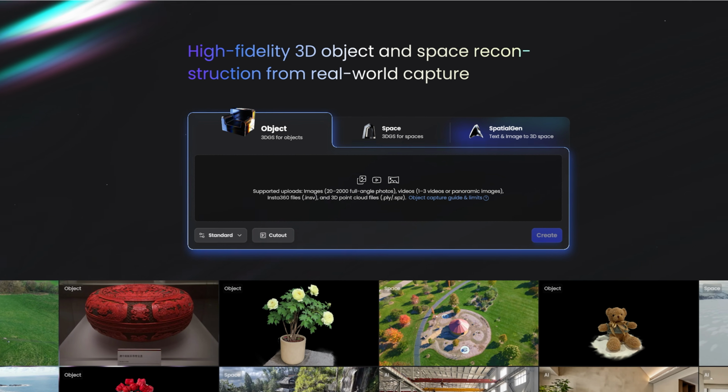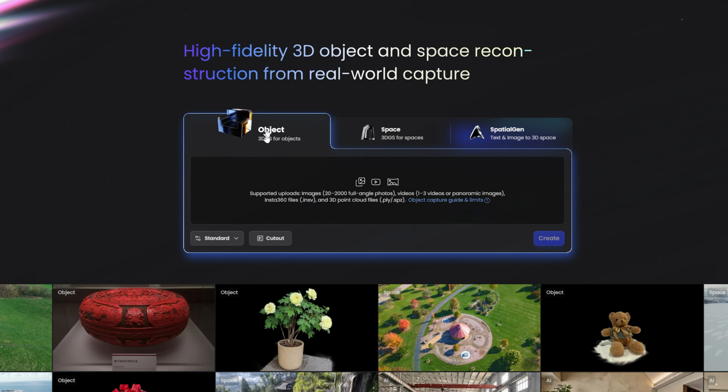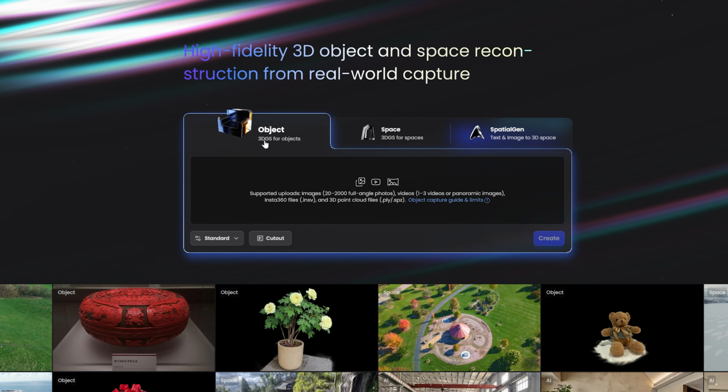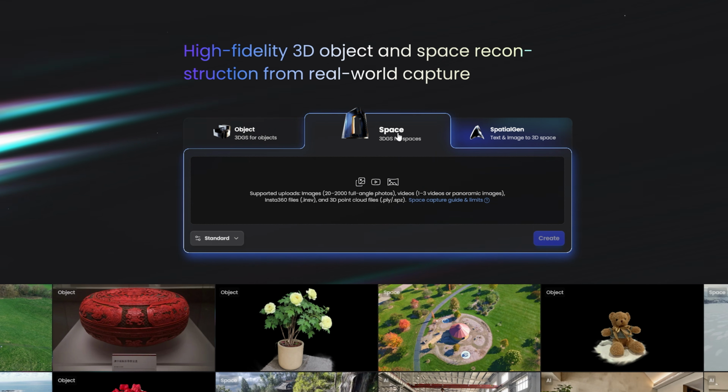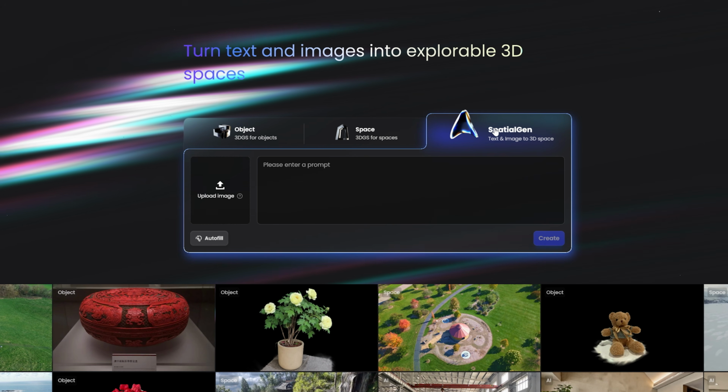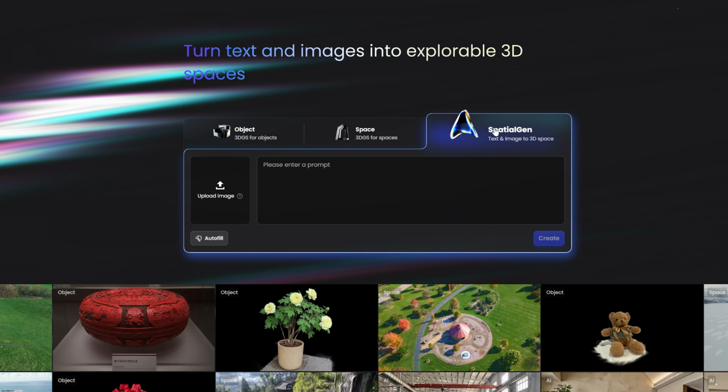Once you're in, you have a few options to create Gaussian splats. First, you have the object option, which works best if you're orbiting around a single object. Space is better suited for environments or large areas, like for example streets, buildings, or large spaces. And then you have spatial gen, which is a fun way to generate Gaussian splats directly from text. For the first example, we are going to use the option space.